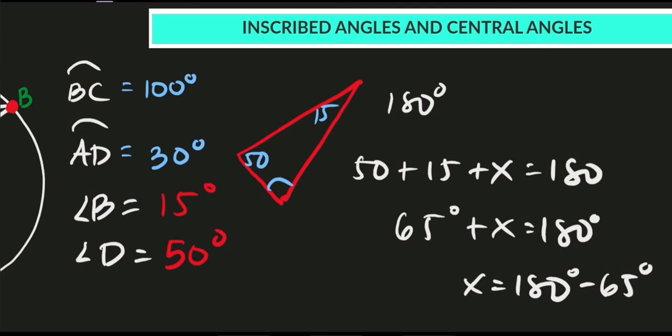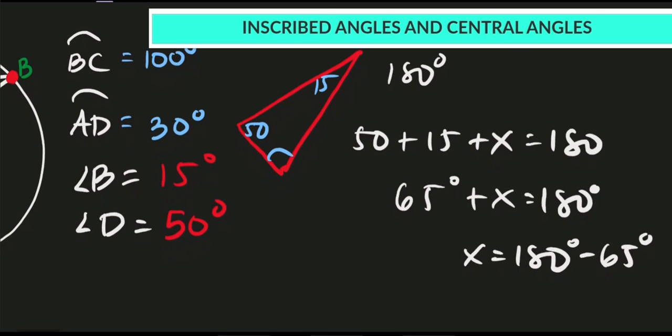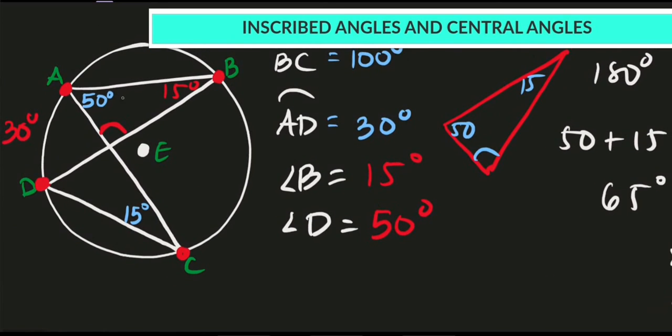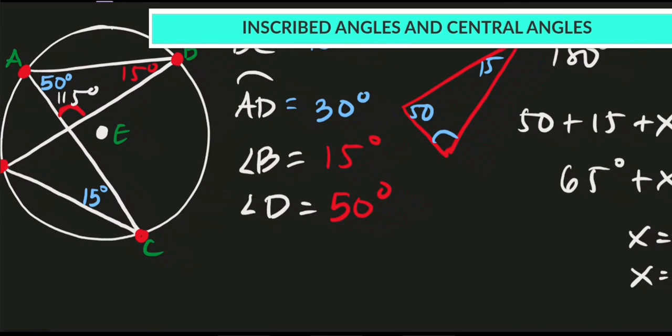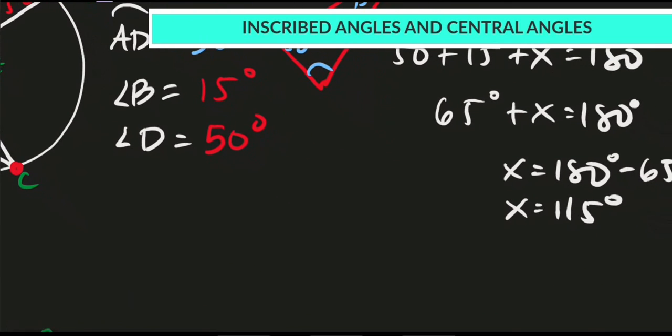Now, for the value of x, subtract 65 from 180. So 180 minus 65 is 115, by the way. That is x as 115 degrees. So that is the answer for this remaining angle. That is 115.